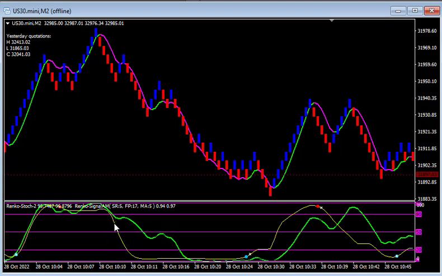Just stick with the crossing of the two lines, moving up over the 20 for your buys and moving down through the 80s for your sells. Two lines preferably right on top of each other. Use this signal change color to get out. But wait for it to lock in.